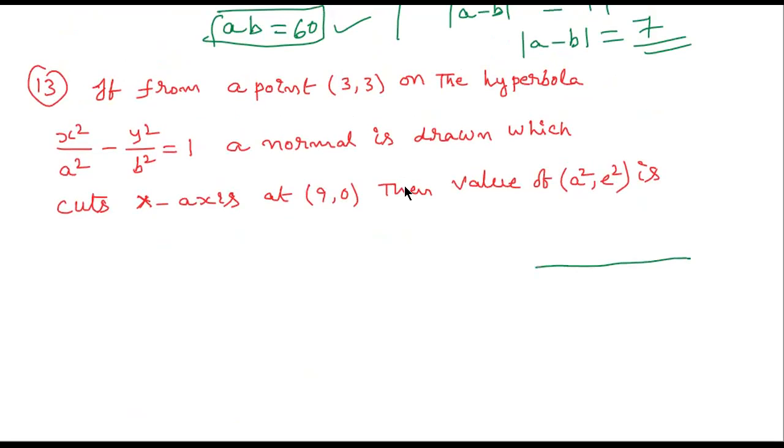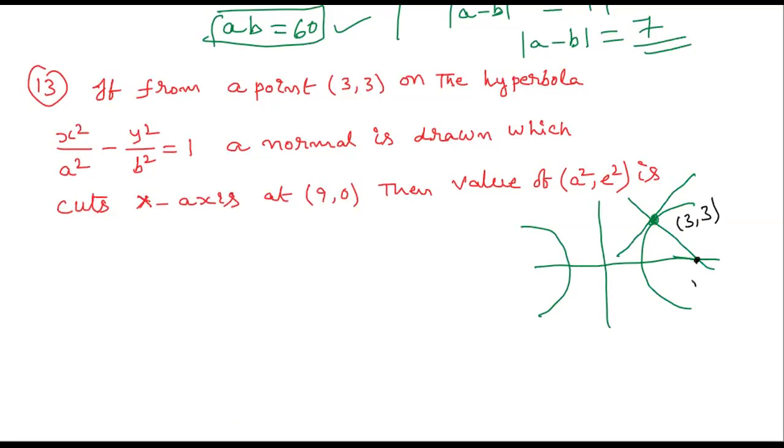Now first draw the hyperbola. I'm going to draw only one curve, or you can take the other one also, no problem. This is the tangent at (3, 3). This is the normal. This point is (3, 3), and this is (9, 0). First observe that (3, 3) lies on the hyperbola.